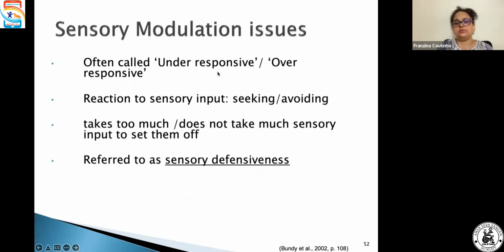Okay, so if you have an under-responsive or over-responsive child, remember it is basically they are not reacting enough or they are overreacting. Could be two ends of the spectrum. They're either seeking or avoiding sensory feedback, which means they're constantly touching, or they're just sitting like this and they don't like playing with paint and things like that. It takes too much sensory feedback for them to calm down and be happy, or it doesn't take much and then they get very upset. If they get upset very easily, it is called sensory defensiveness.